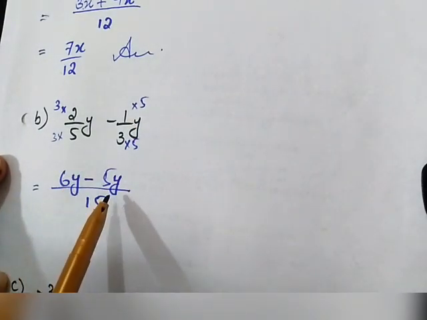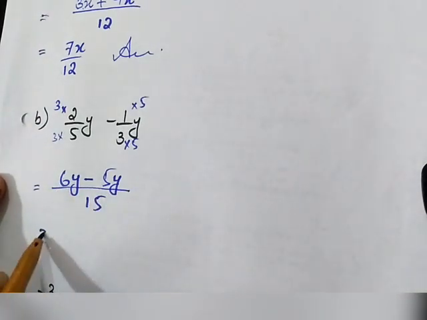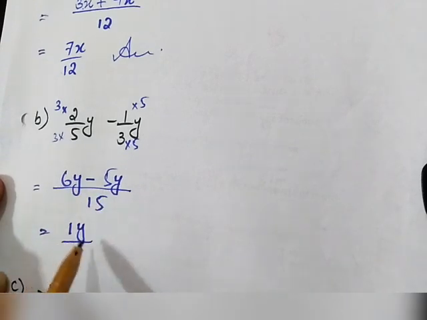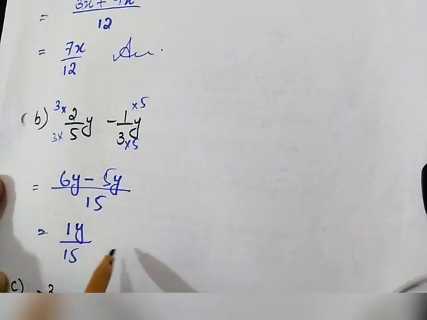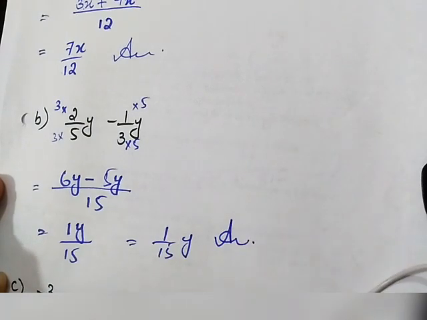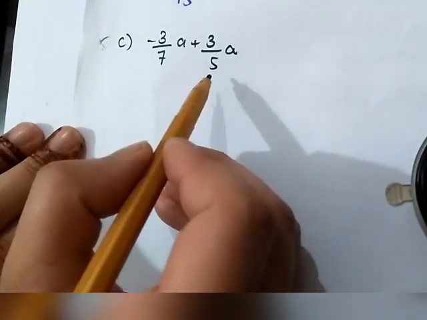Now both the terms have the same variable, so their coefficients can be solved. So 6 minus 5 is equal to 1, and what is the variable? Y, divided by 15. So 1 by 15, y is your answer. Now we do the part C. Okay, in part C we have denominators of 7 and 5.